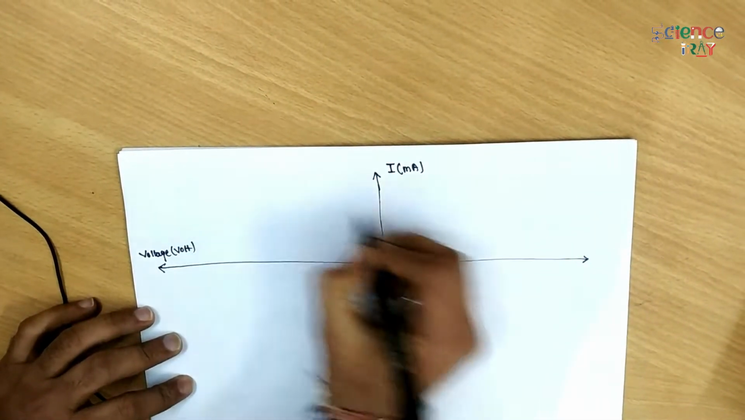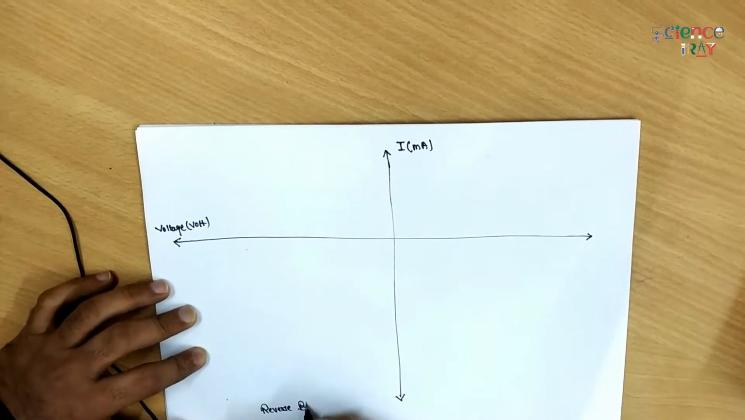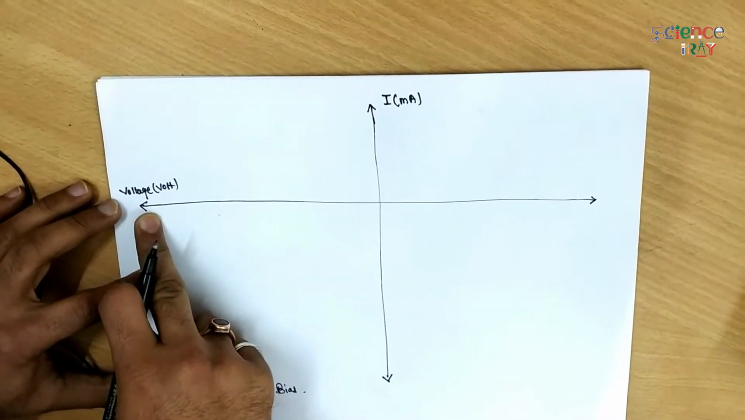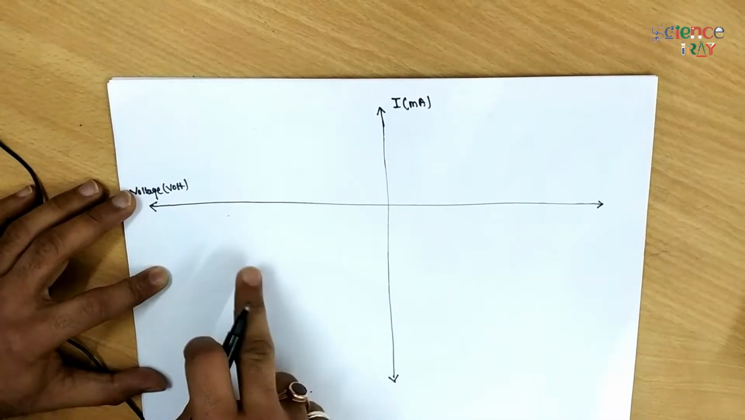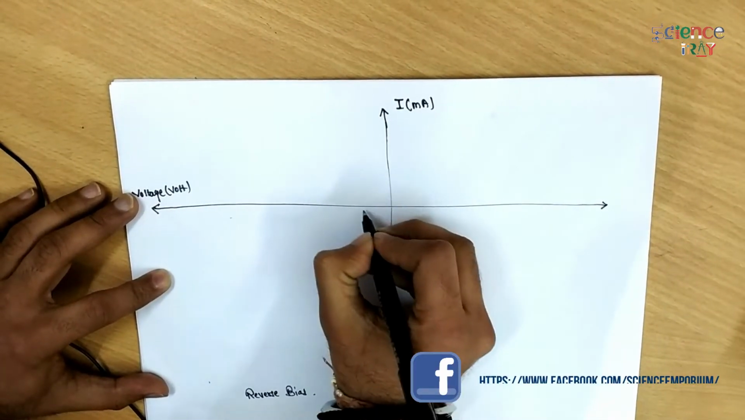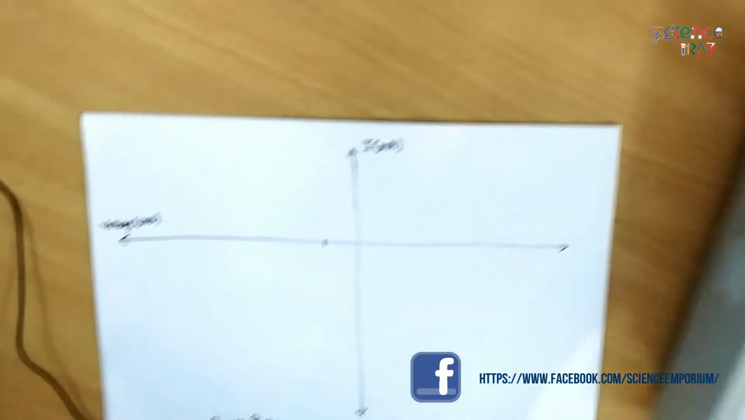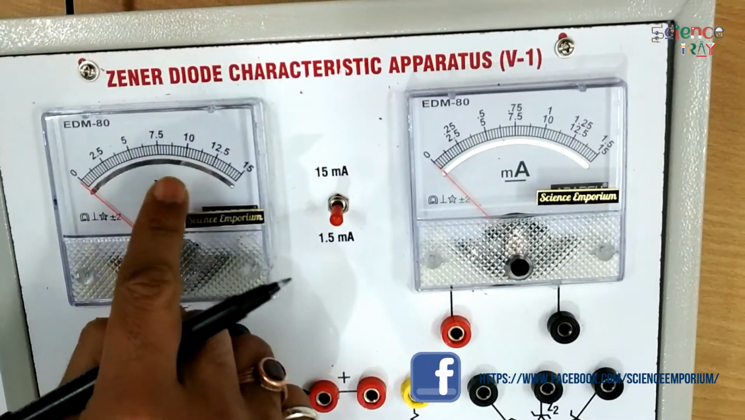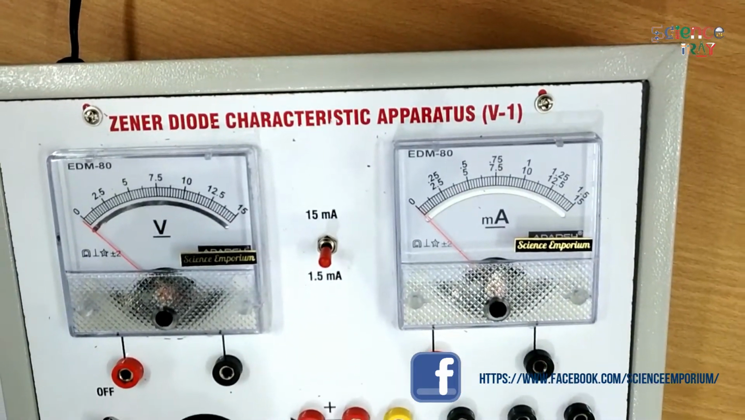In reverse bias, we are going to use the fourth quadrant, because the current direction is opposite and the directions of voltage and current are both opposite. We can see in our kit the variation 2.5 volt, 5 volt, 7.5, 10, 12.5, 15, a 0 to 15 volt variable DC source.